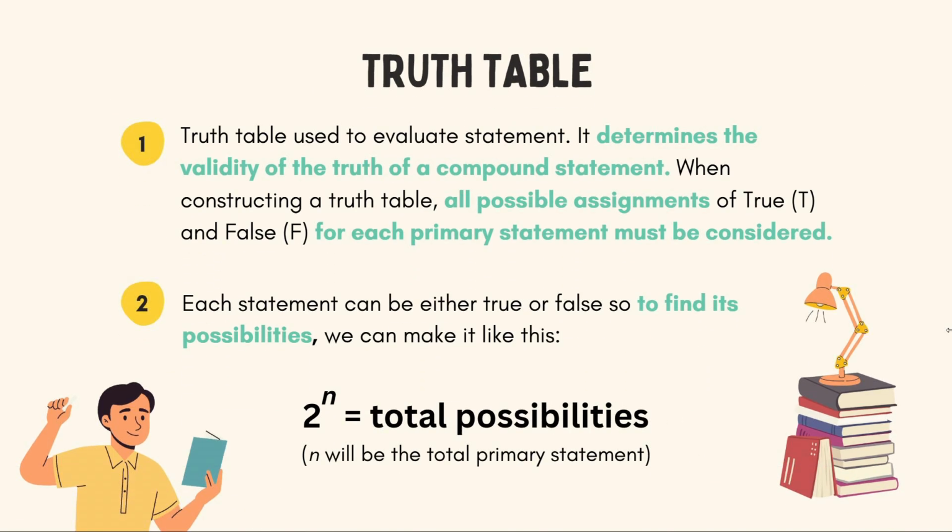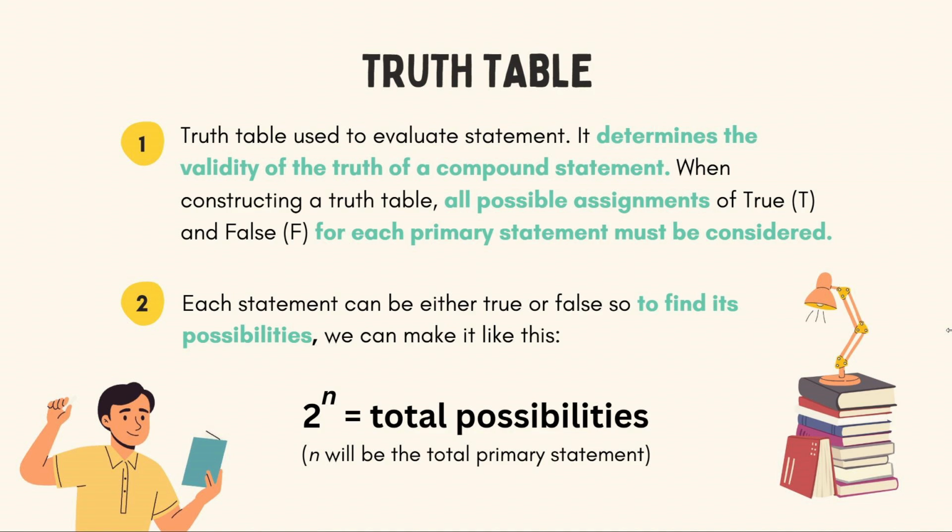So now I'll be explaining about truth table. Truth table is used to evaluate statements. It determines the validity of the truth of a compound statement. When constructing a truth table, all possible assignments of true and false for each primary statement must be considered. Each statement can be either true or false in the truth table.